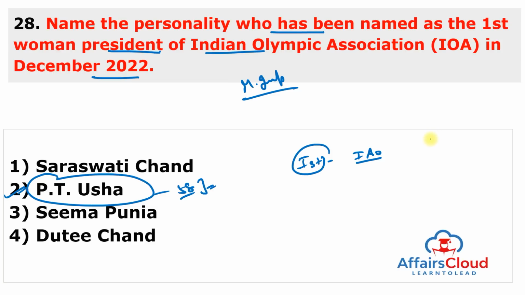She also became the first Olympian and the first international medalist to head the Indian Olympic Association in its 95-year-old history. She is also the first sportsperson after Maharaja Yadvindra Singh to serve as the president of the Indian Olympic Association, and Maharaja Yadvindra Singh served as president from 1938 to 1960. So P.T. Usha, most important question.